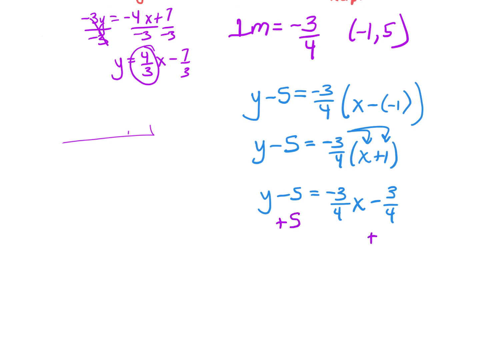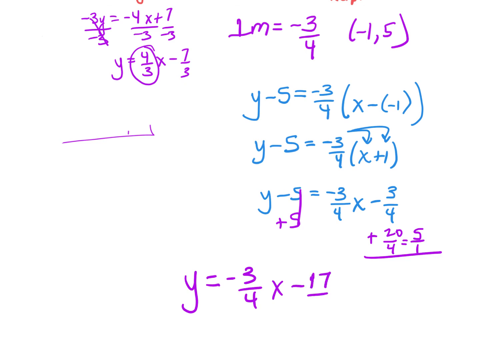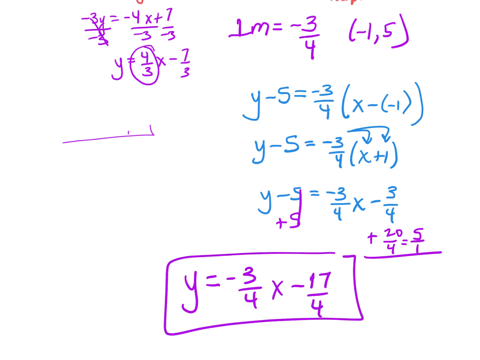All right, and lastly, I'm going to add 5 to both sides. I'm going to put the 5 over here because this is 5 over 1. What do I need it to be? If I'm going to add fractions, they have to have a common denominator, no? So this has to be in fourths. So if I have 5 over 1, how many fourths is that? 20. Good. So my equation is y equals negative 3/4 x, what? Minus 17 over 4. Perfect.